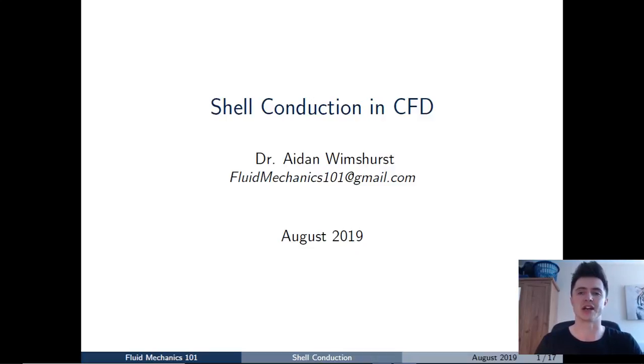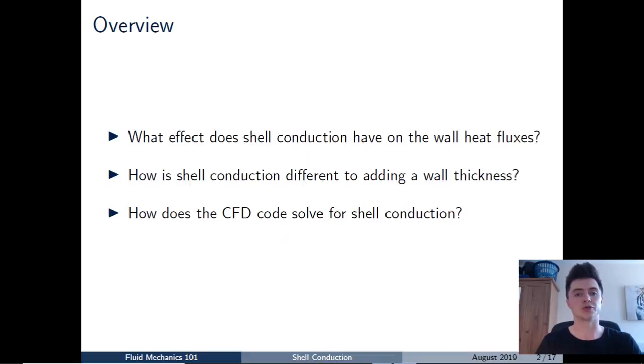Conduction in CFD. So just to start with a quick overview of what I'm going to talk about today, I'm going to talk about what effect shell conduction has on the wall heat fluxes. I'm then going to talk about how shell conduction is different to adding a wall thickness, and finally I'm going to look at how the CFD code solves for shell conduction.